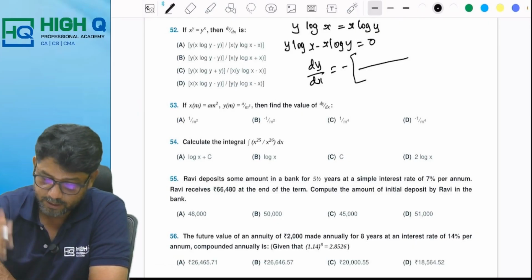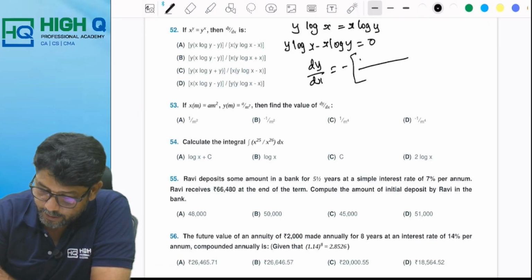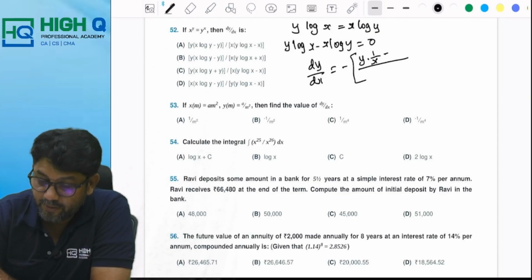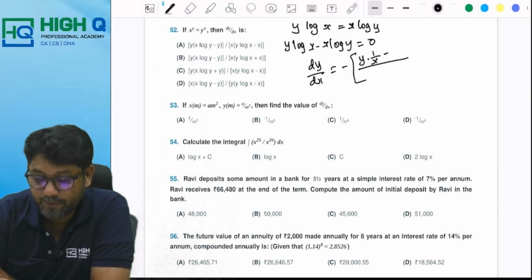Same thing in the denominator, do it for y. Look at this: y into log x. In the first term, do we have x? Yes, sir. So y, keep as it is, 1 by x, minus. Do we have x in the second term?